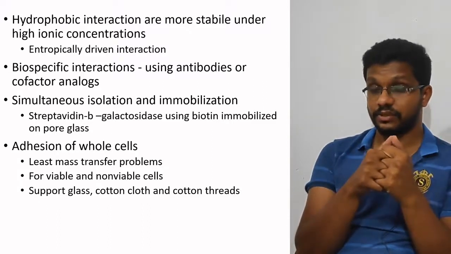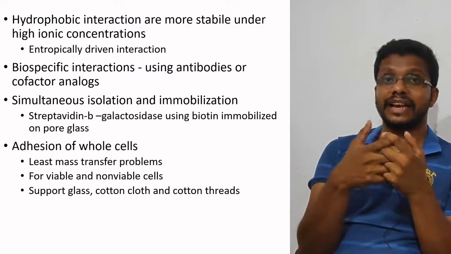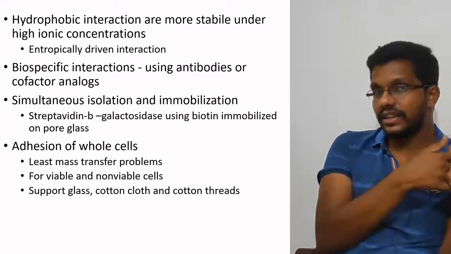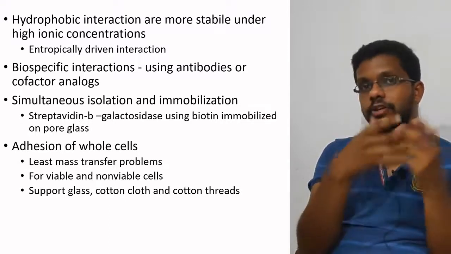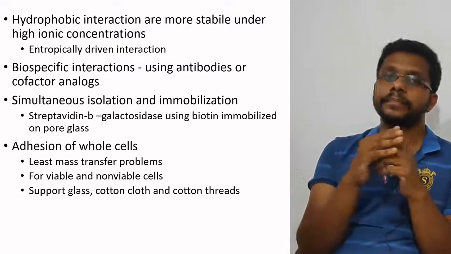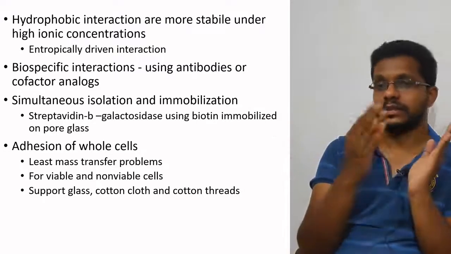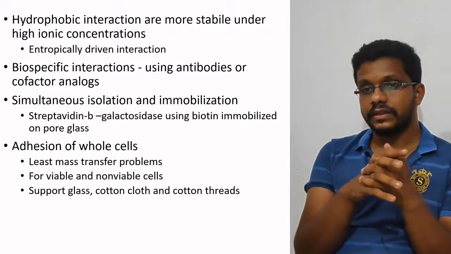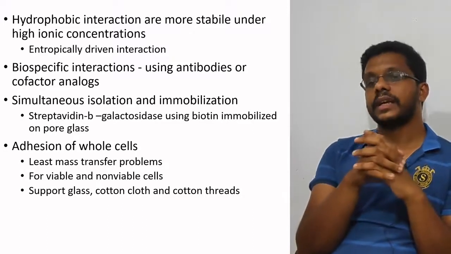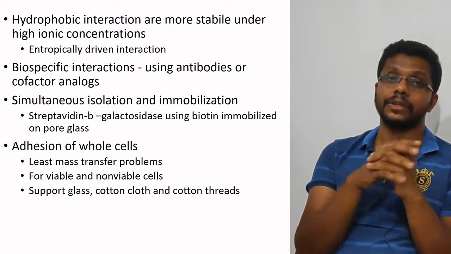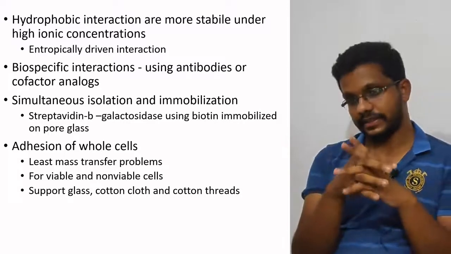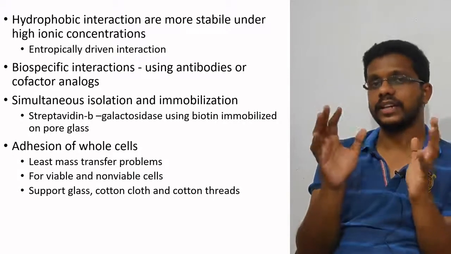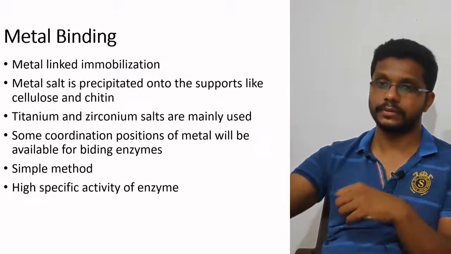This affinity interaction is very strong in nature. In that way, we can isolate and purify the enzyme along with the immobilization. Those columns can be used for the enzymatic process. That's what we call simultaneous isolation and immobilization. This adsorption can also be used for the immobilization of whole cells instead of the enzyme. The whole cell can be immobilized using adsorption.